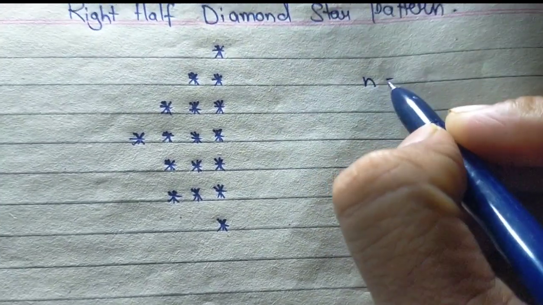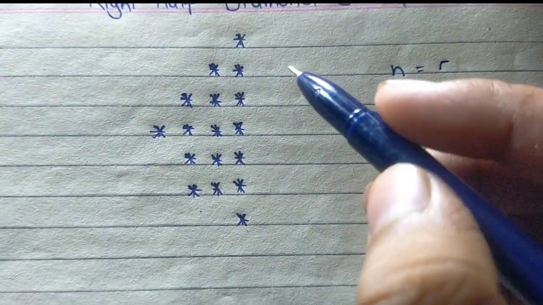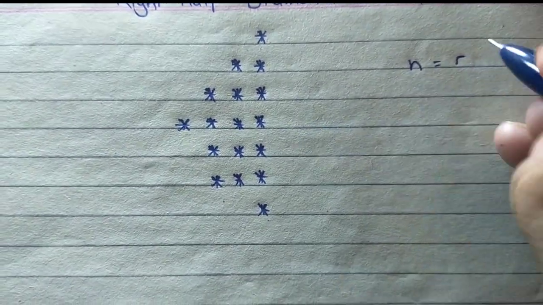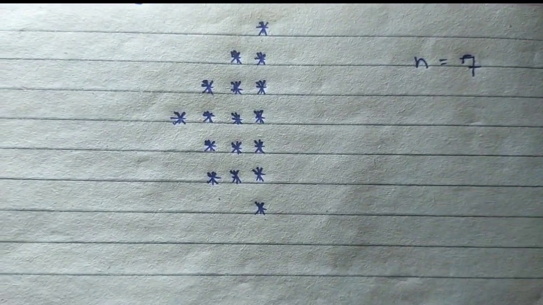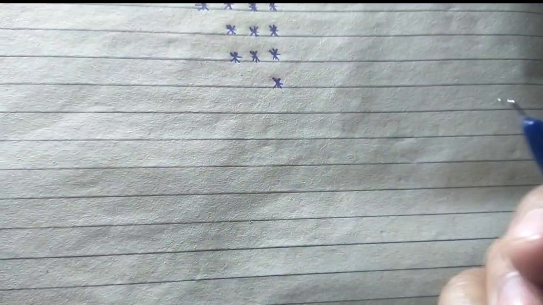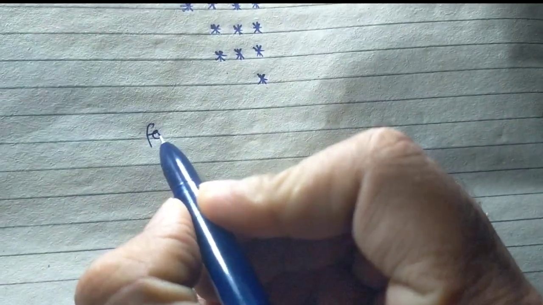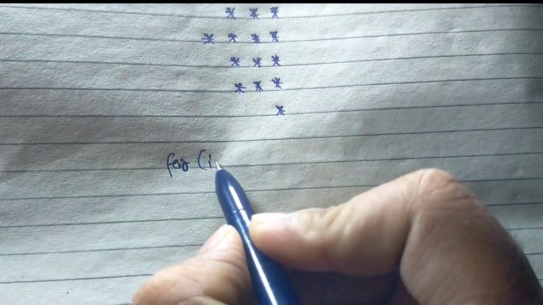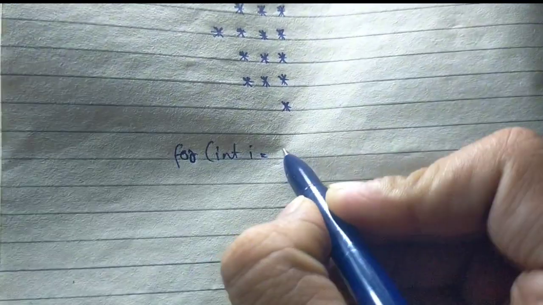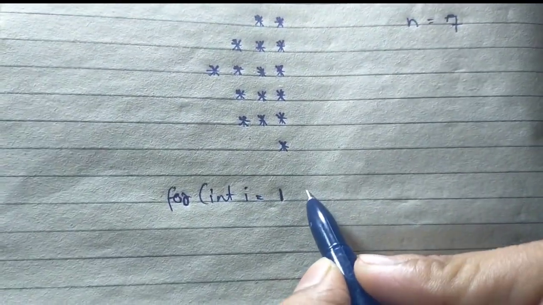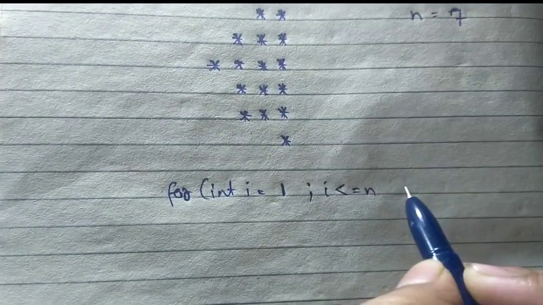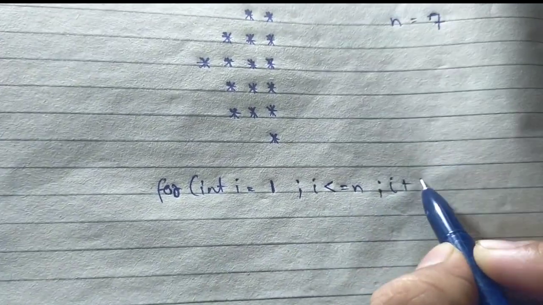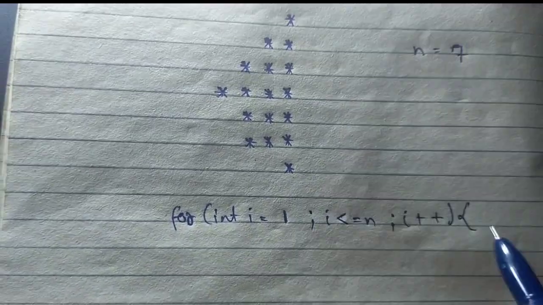So first of all, I will take n as 5, or just how much, 4, 5, 6, 7. Okay, I'm taking n as 7. It is the same as taking input from the user. After that, first of all, I am going to write my outer loop: for int i equals 1, then i less than or equal to n, and i plus plus. So it is for my outer loop.